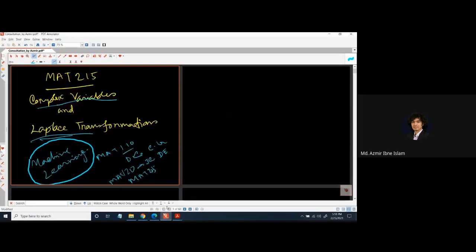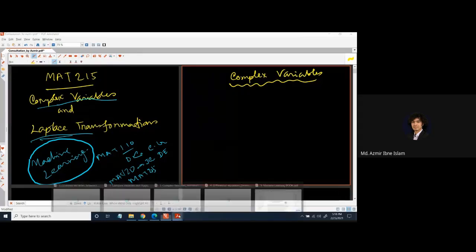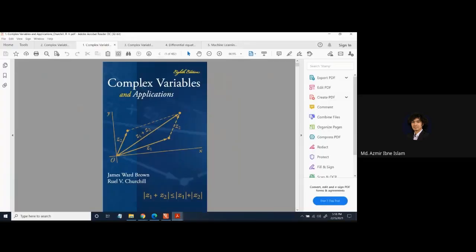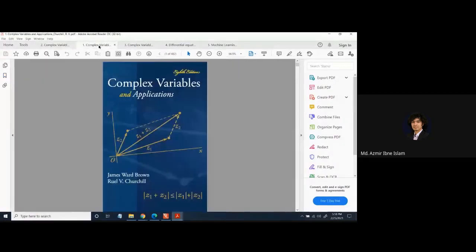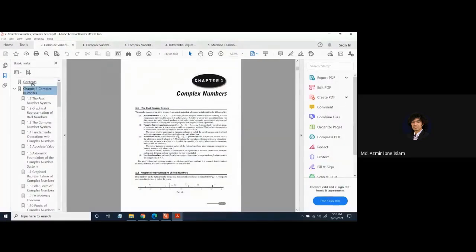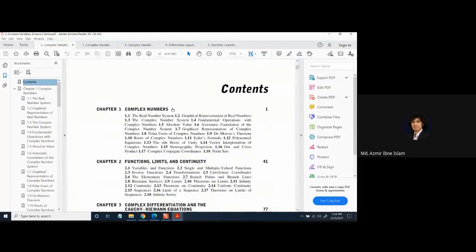Let me start from complex variables. So we can also understand this term as complex analysis. For this, I have already mentioned that we can go through this book. This is for theoretical purpose, or for problem solving part, Schaum's outlines. And chapter 1 to 7, whatever content you have in week 1, that is just going with chapter 1 here.